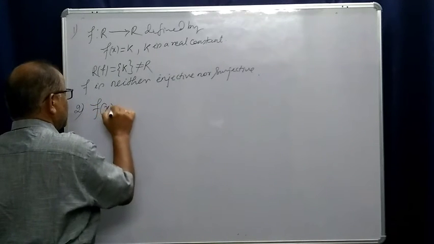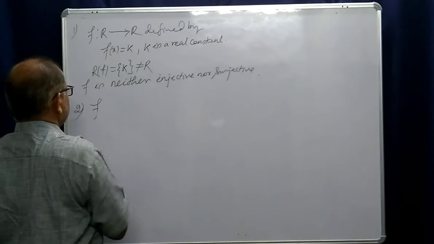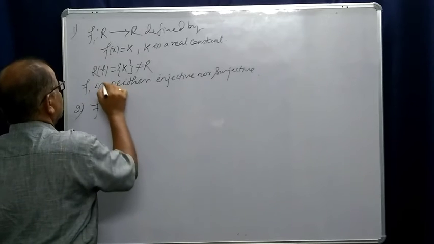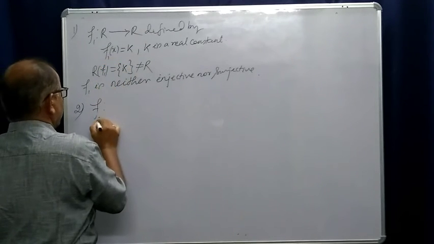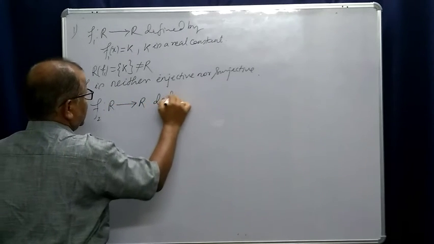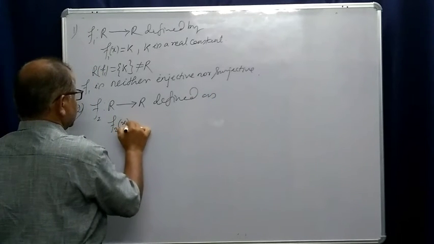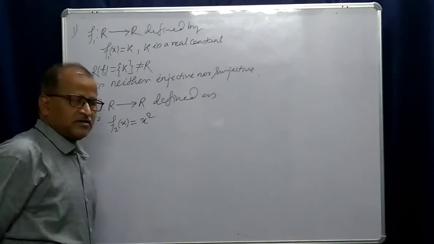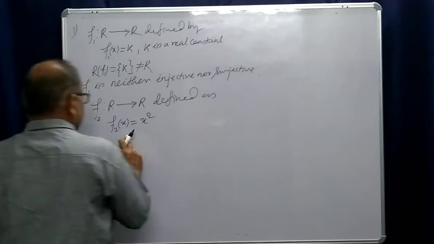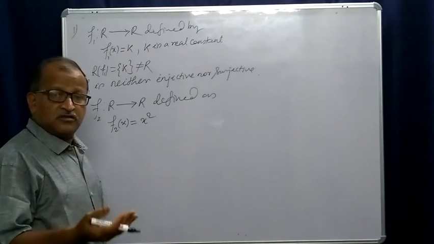Suppose f2 is a real function defined as f2(x) is equal to x square. You see, here it is also neither injective nor surjective.